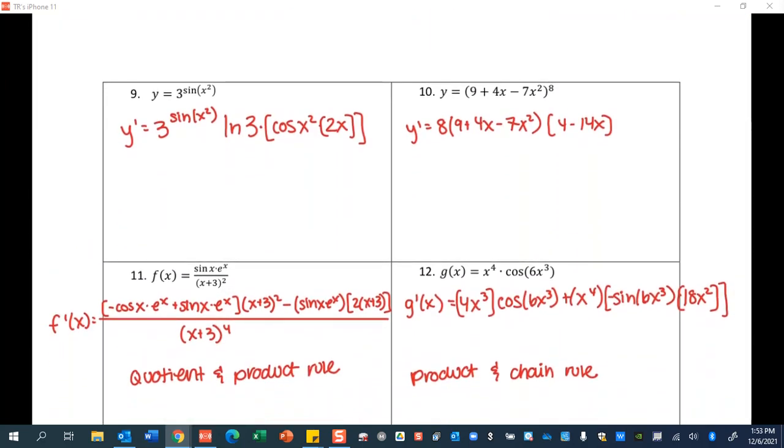9, 3 to the, so we repeat that, and then the natural log of the base, and then the derivative of what's inside of that inside function. The derivative of sine is cosine, x squared, and then we have the chain rule again. So we've got the chain rule 3 times for number 9.